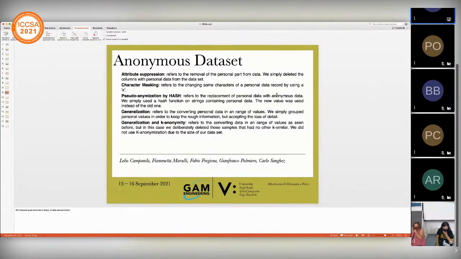So we tried different techniques. As you can see in this slide, we used attribute suppression, character masking, pseudo-anonymization by hash, generalization, and so on. We did the transformation using pretty simple Python code.